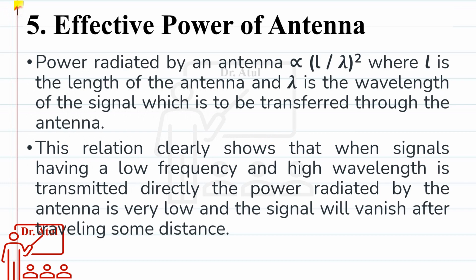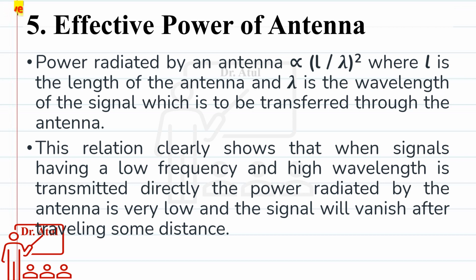Power is proportional to (L upon lambda) squared, where L is the length of the antenna and lambda is the wavelength. So if I increase the wavelength, the power radiated will be smaller. If I reduce the wavelength, the power radiated by the antenna will be very large. It means a small power can travel a longer distance, and the effective power will be very large. To increase the effective power, we have to use a smaller wavelength.